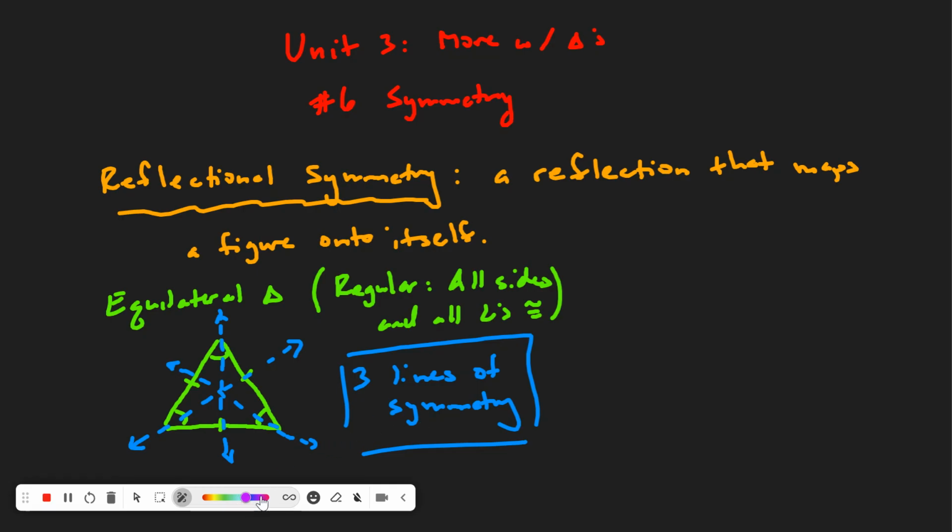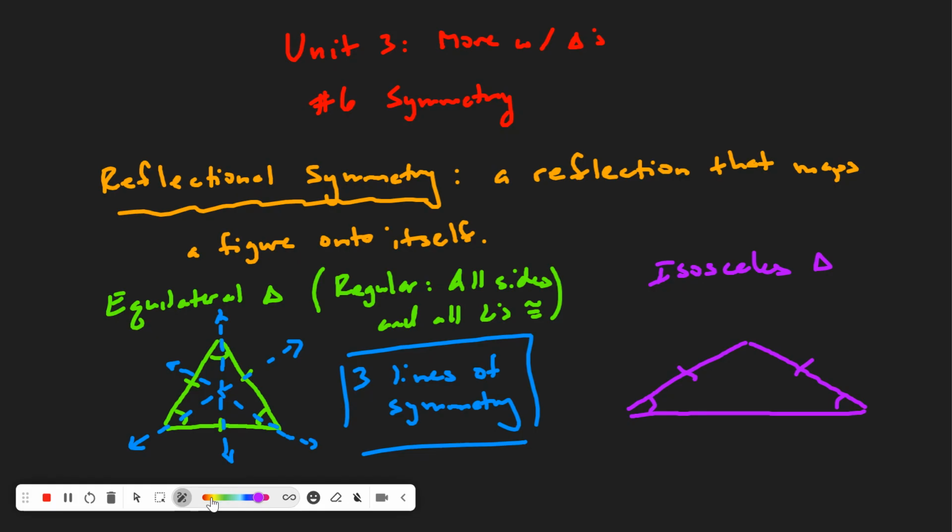Now, let's talk about an isosceles triangle. Let's draw a kind of wide and short one. Remember, an isosceles triangle has two sides congruent. I drew it wide and short so that these two sides, which are called the legs, are the congruent ones, and that would mean that these two angles are congruent. An isosceles triangle has two congruent sides and two congruent angles. Because this doesn't have three congruent sides and three congruent angles, it's going to have less symmetry than the equilateral triangle.